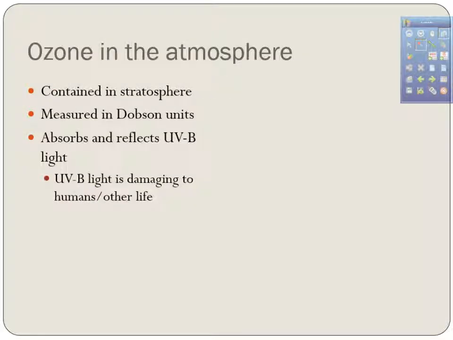Okay, so moving on to ozone. Ozone in the atmosphere, remember from that first video, is contained in the stratosphere. We want it in the stratosphere. Ozone up is good. Ozone down in the troposphere is bad. So the higher the ozone, the better. We want some ozone because that absorbs and reflects the UVB light. So we need that ozone in the stratosphere. It's measured in Dobson units, and it reacts with the UVB light coming from the sun and protects us from the UVB light.